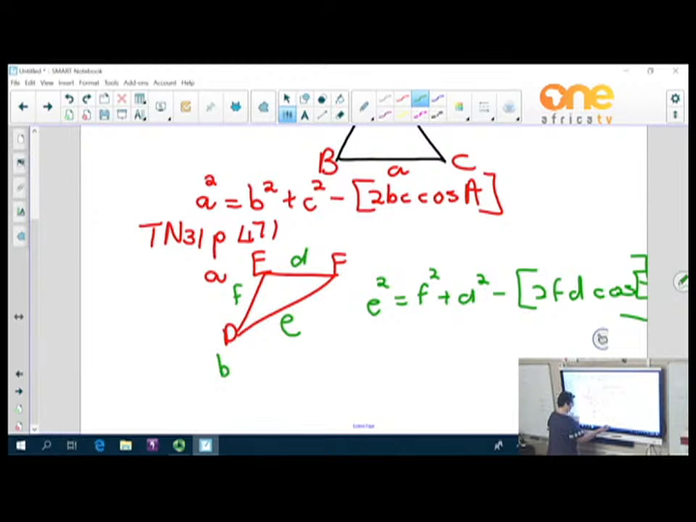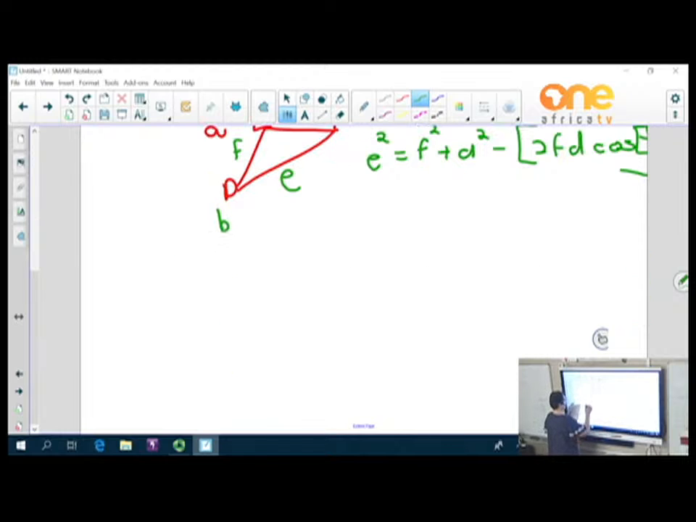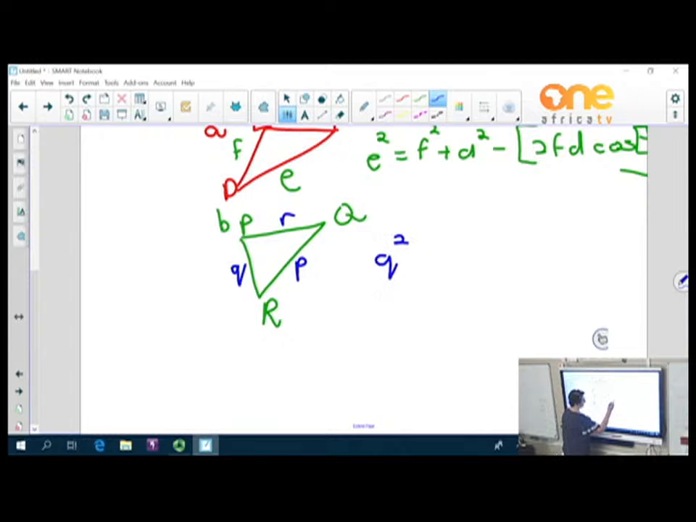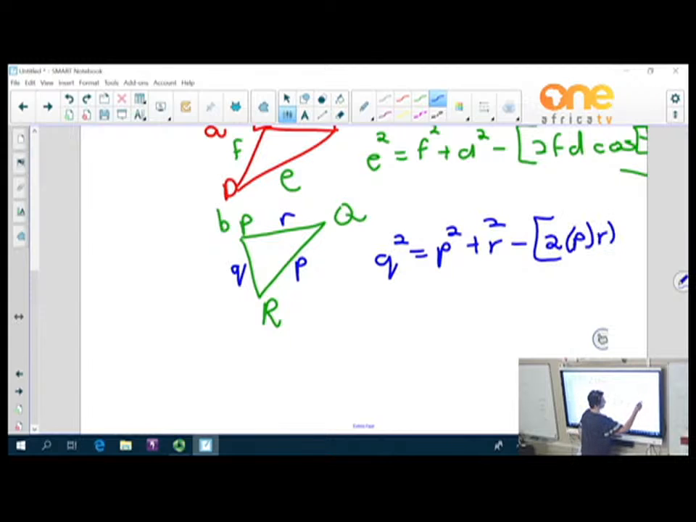Number B, PQR, it looks like this. So if we label the sides, this is side p, this is side r, this is side q. We can calculate any one now here. Let's say q squared, then it will be p squared plus r squared minus, in brackets, 2pr cosine Q. Always coming back to that angle then there.